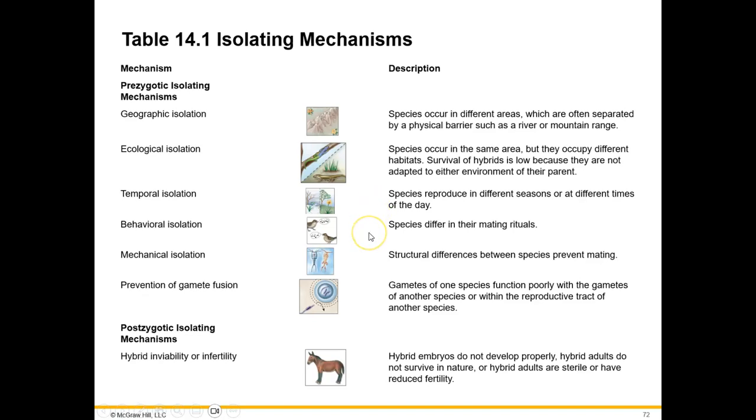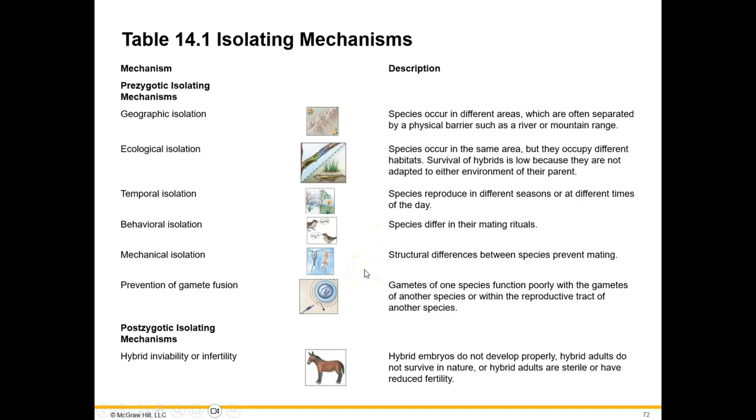Behavioral isolation is when species won't choose each other because of a difference in their mating rituals. So this could be like the birds that are listening for a very specific song in a mating call, and even though physically they could reproduce with another kind of bird, they won't choose to because they don't present the right mating ritual or the right bird song. There's a similar situation with crickets, where crickets have a very specific song that they're listening for in their mating ritual.